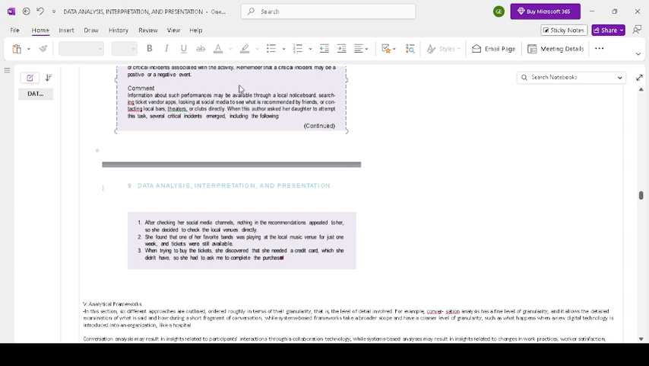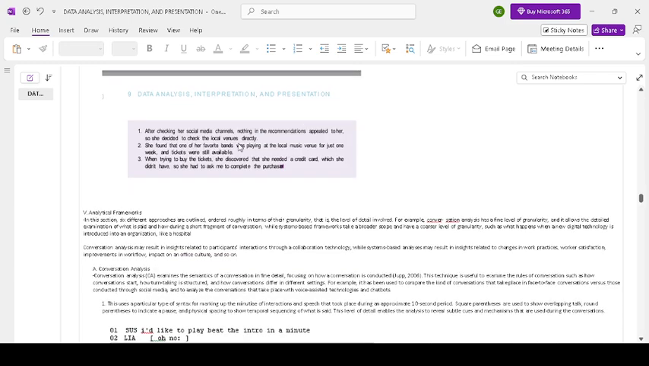When this author asked her daughter to attempt this task, several critical incidents emerged, including the following. After checking her social media channels, nothing in the recommendations appealed to her, so she decided to check the local venues directly. She found that one of her favorite bands was playing at the music venue for just 1 week, and tickets were still available. When trying to buy the tickets, she discovered that she needed a credit card, which she didn't have. She had to ask me to complete the purchase.